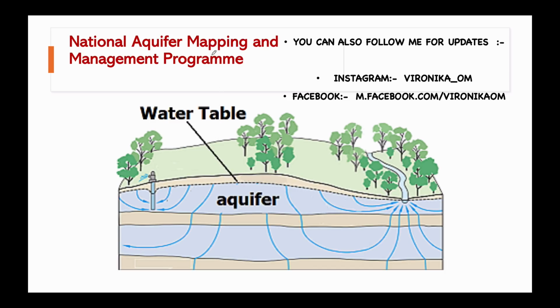Today our topic of discussion is the National Aquifer Mapping and Management Program. So we'll discuss in detail. See, aquifers are the rocks which lie below and contain water. They are porous in nature. So basically we are also talking about groundwater here. So let's see what this management program is.